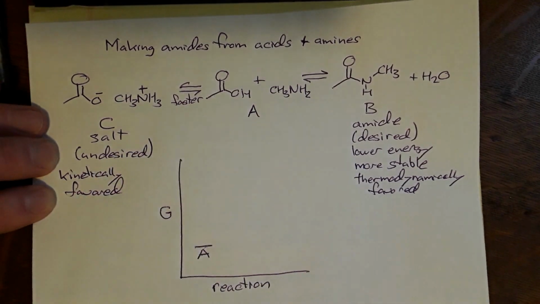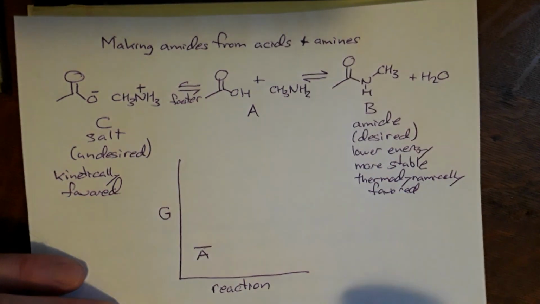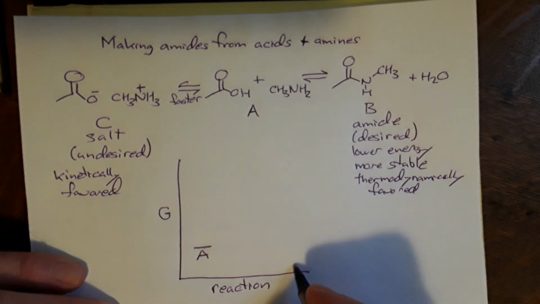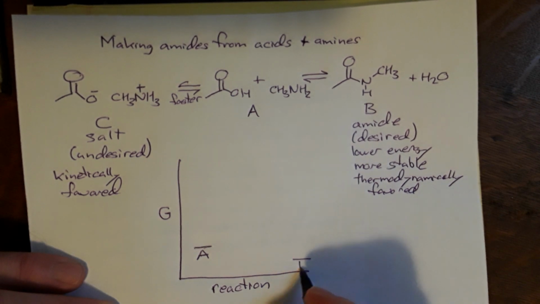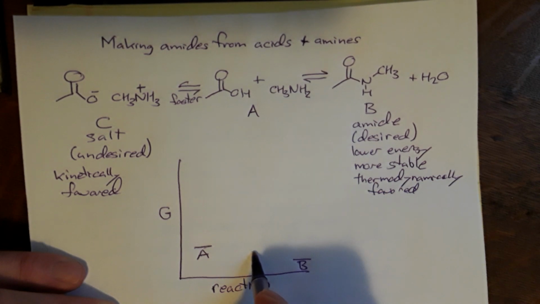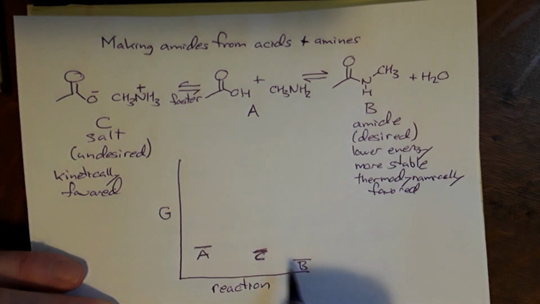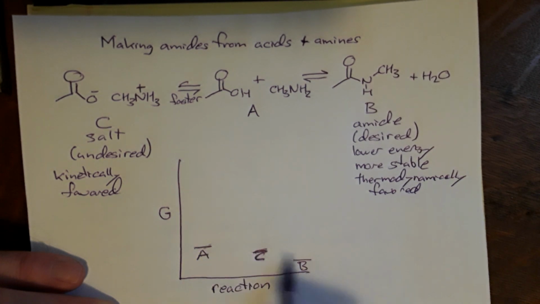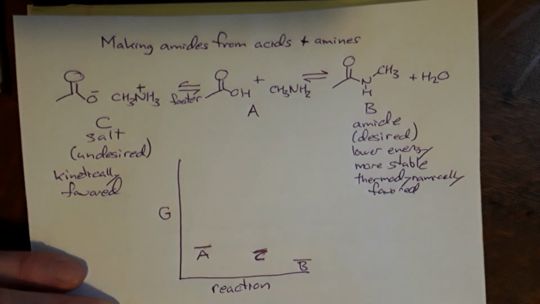So what would this look like on an energy diagram? We said that B is lower energy. I probably should have drawn A a little bit higher here, but B is lower energy than A, and also B is lower energy than C is. So we will make C here, which is a little bit lower energy than A, and B that is quite a bit lower energy than A.